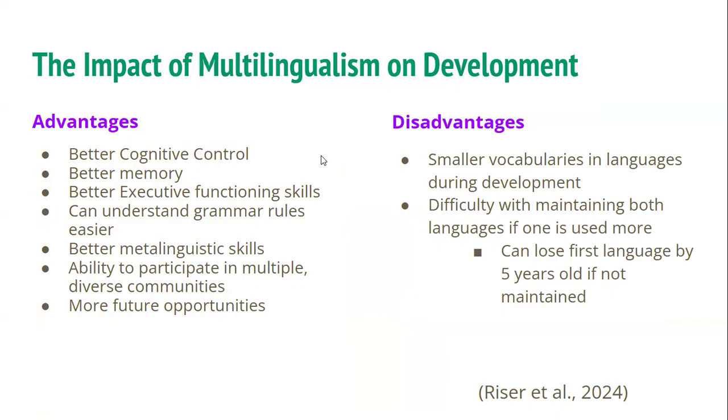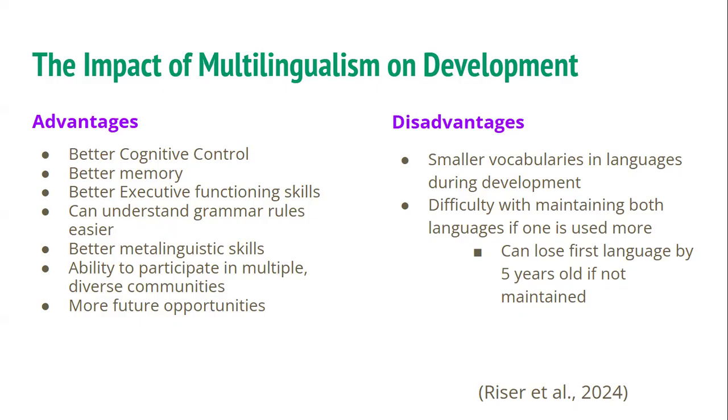Okay, so the impact of being multilingual. Luckily, there are more advantages than disadvantages. So we've got better cognitive control because we need to be able to inhibit the language Spanish when we're speaking to our English speaking friends on the playground. We've got better memory skills, better executive functioning, like planning.